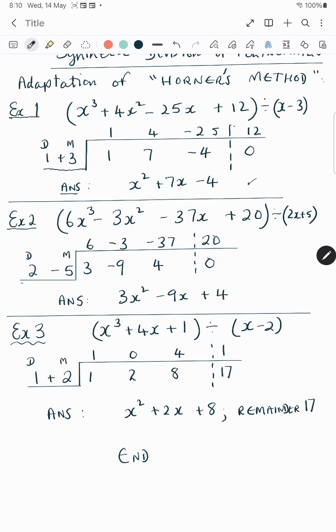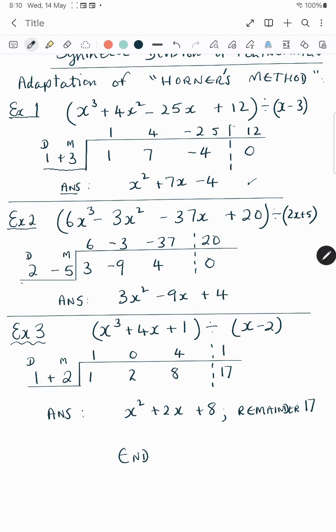The coefficient of x cubed is 1. The coefficient of x squared is 0. You must not forget that, otherwise the whole thing will go wrong. And then the coefficient of x is 4, and then the constant term is 1. And from there on, it's pretty much the same as before. On the side, we have the polynomial we're dividing by, so that's 1x, and we have to change the minus 2 into plus 2.